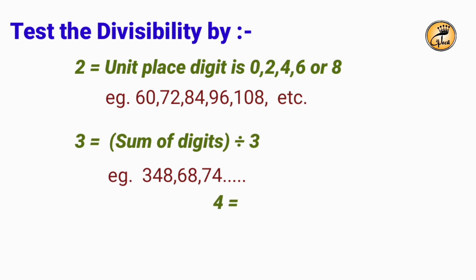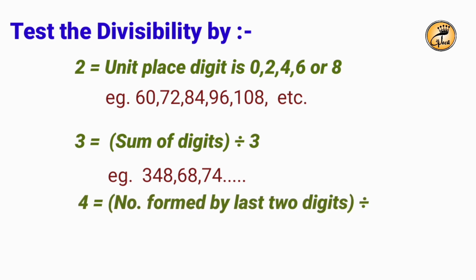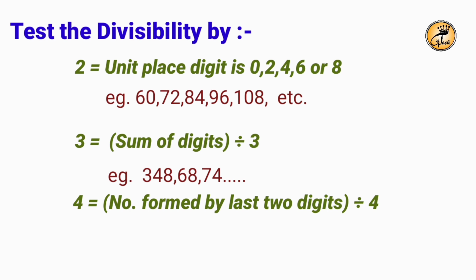A given number is divisible by 4 only when the number formed by its last two digits is divisible by 4. For example, 692, as the last two digits 92 is divisible by 4.